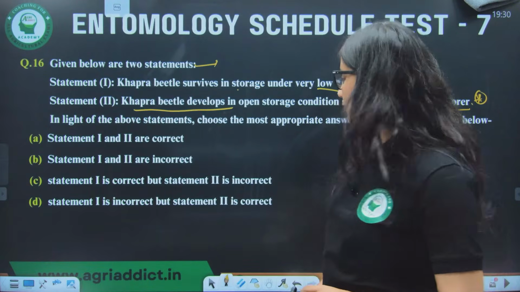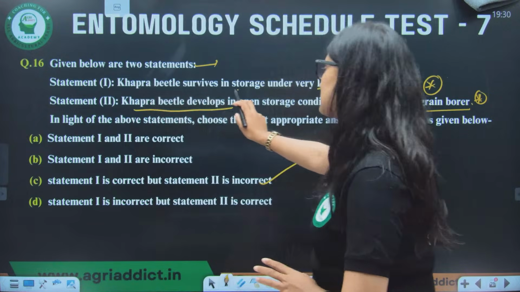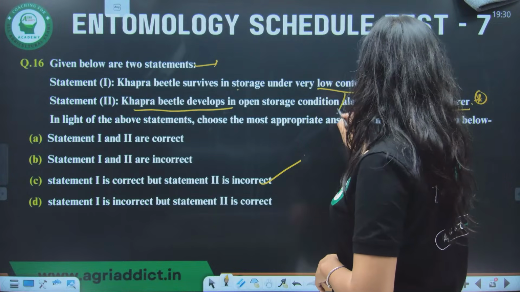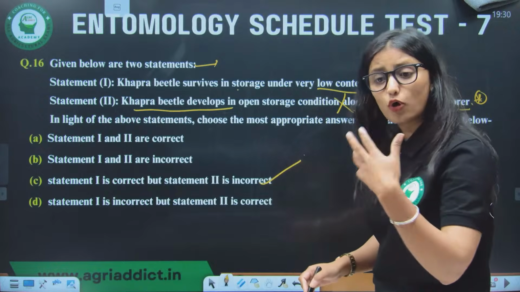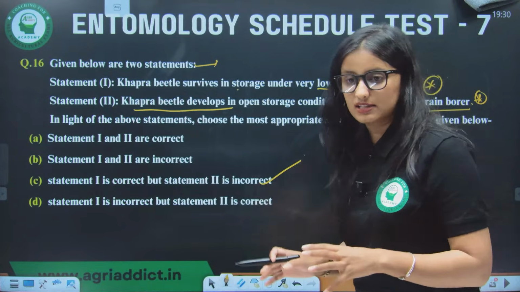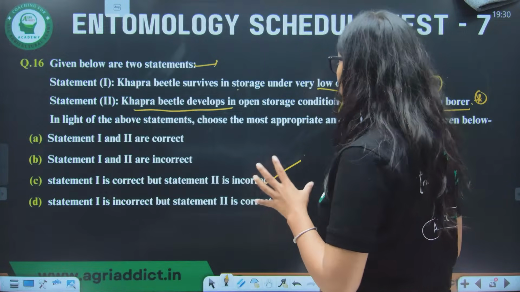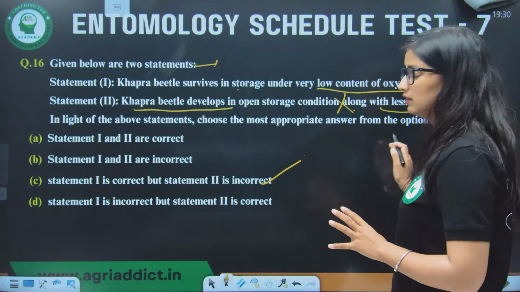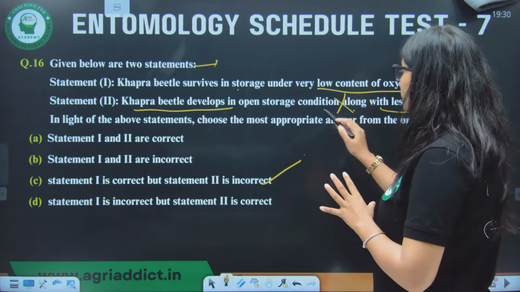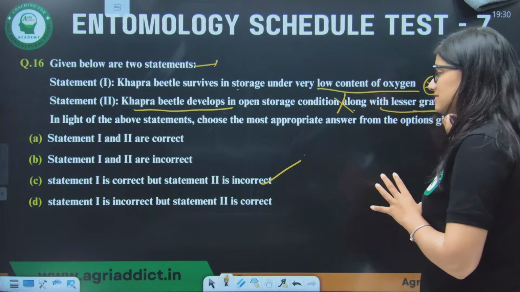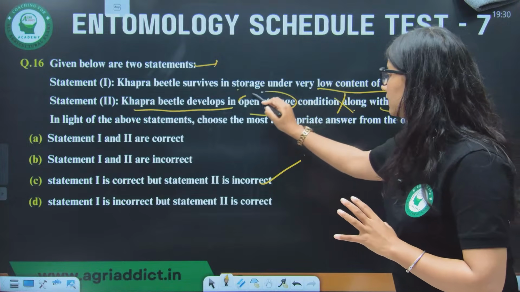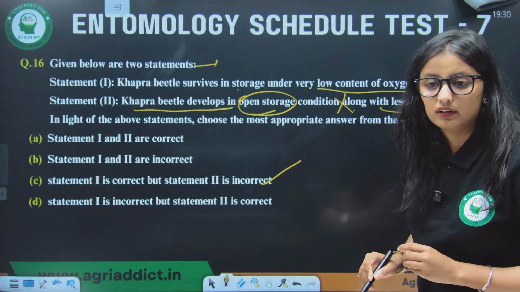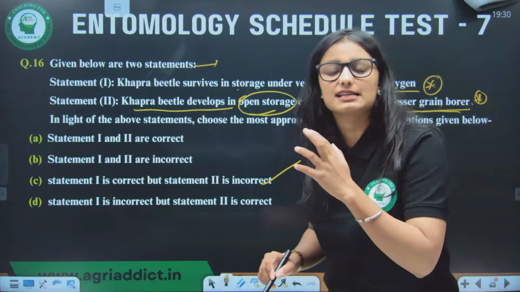C. Very good. First is correct, that Khapra beetle survives in storage under very low content of oxygen, but it does not develop in open storage. Yes, very good. Only one is correct. It requires closed space, and it does not develop along with lesser grain borer. This is the character of what? Open storage condition. This is lesser grain borer.